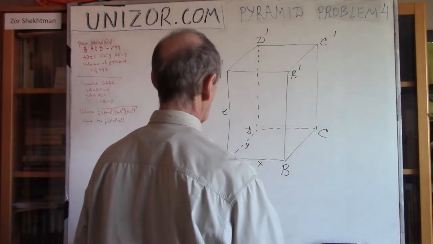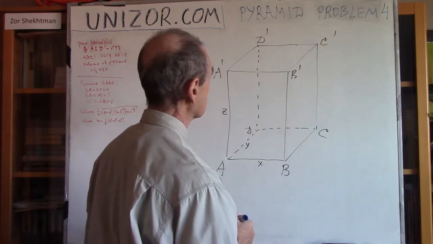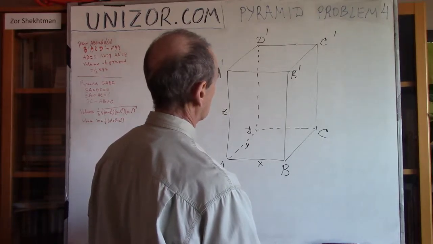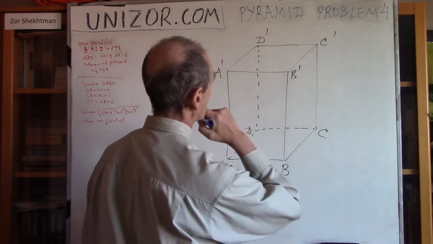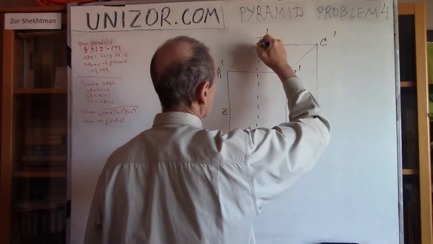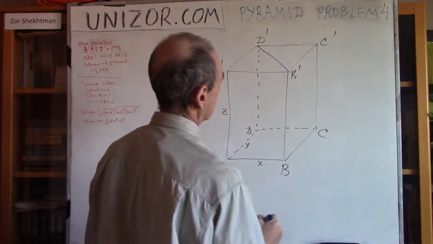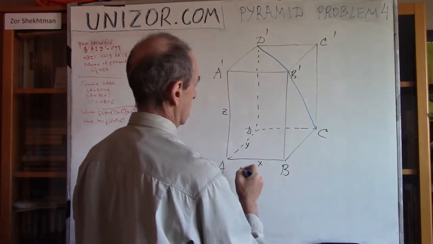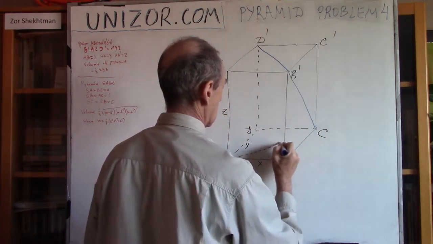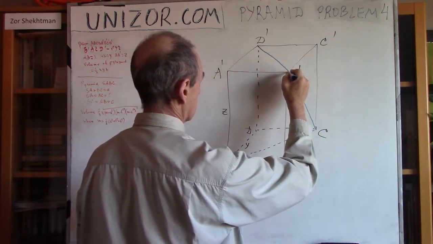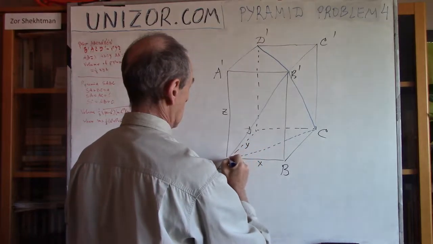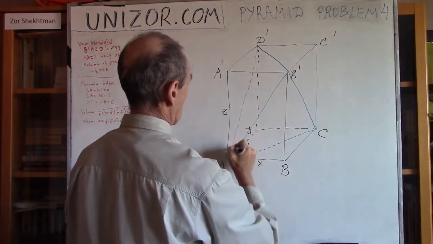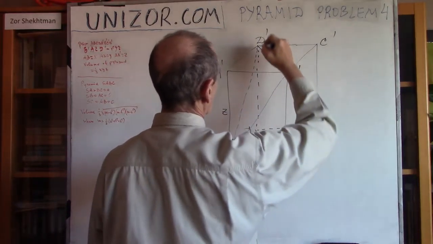Next, what I will do is connect certain vertices to get a new object inside of this prism. I will connect B and B prime and D prime, B prime and C, A and C, and B prime and A, and A and D prime. Is that it? No, one more.